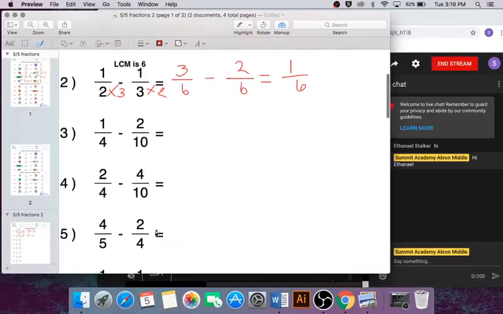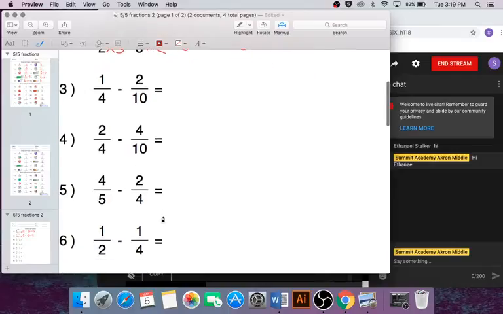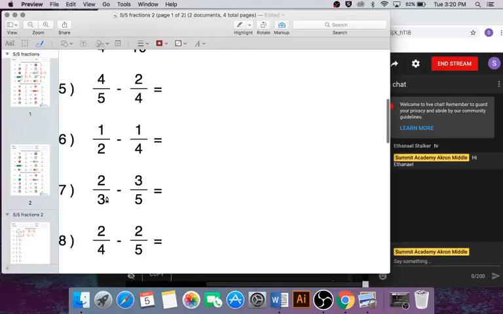We already did 4 and 10. Here's one. We'll do number 7. We have 3 and 5. So when we use our multiplication chart, it'll tell us that our least common multiple of 3 and 5 is 15. So 3 times 5 is 15, and 5 times 3 is 15. So both of our fractions are going to be over 15.